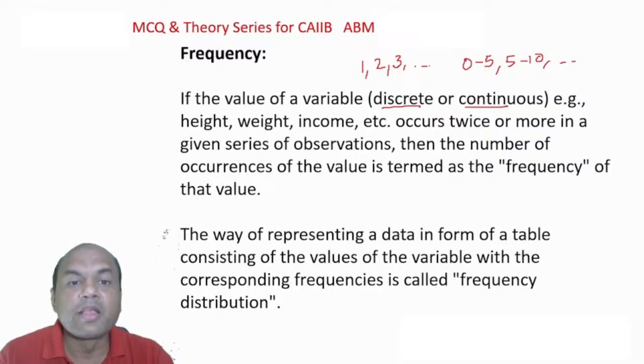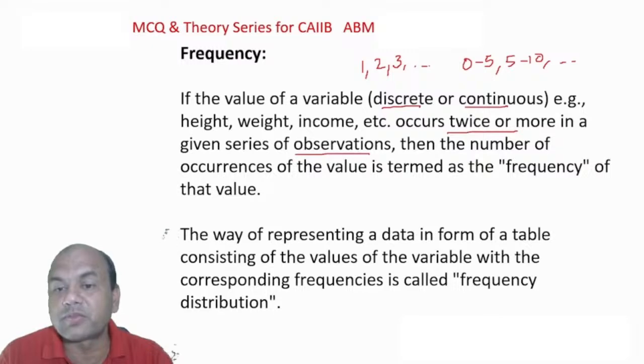Okay. So if the value of the variable, discrete or continuous, for example height, weight, income, occurs twice or more in a given series of observations, then the number of occurrences of the value is termed as frequency. This is an important definition from the exam point of view. In the exam, this phrase twice or more will be important for you. Anything which appears twice or more will be called a frequency.